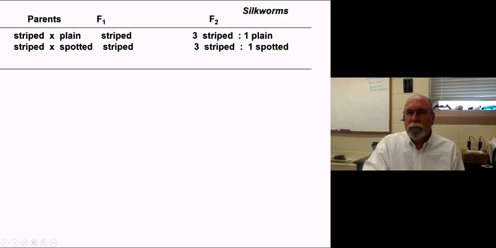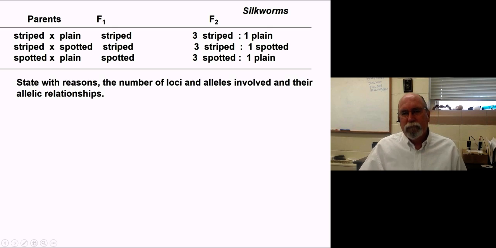But you also had the spotted form, and when you cross that with a stripe, you got striped. And then when you cross those stripes, you got another 3-to-1 with the spotted showing back up. Okay, so that looks Mendelian as well. And even when you took a spotted and a plain, you got spotted, and you ended up with another 3-to-1. So, the question is, what's going on here?